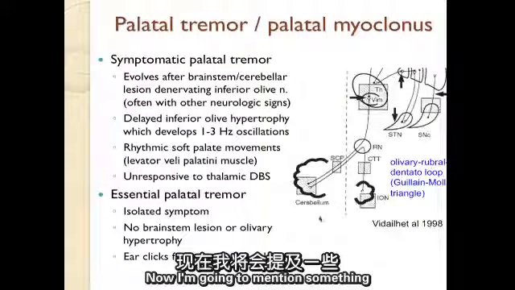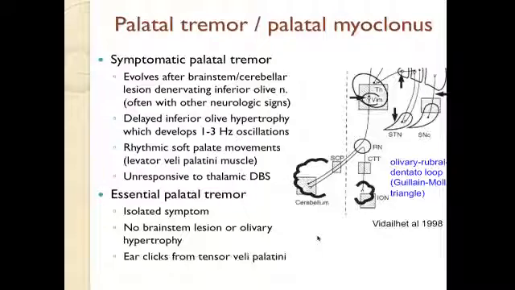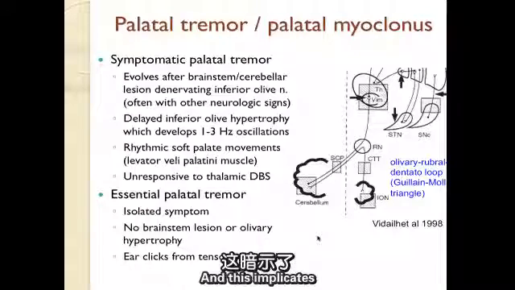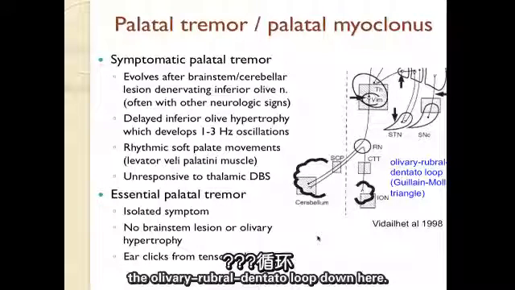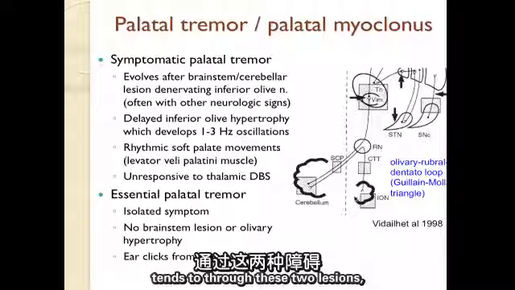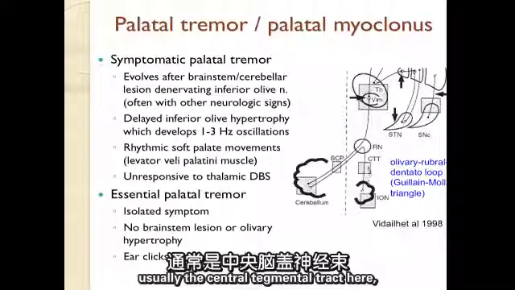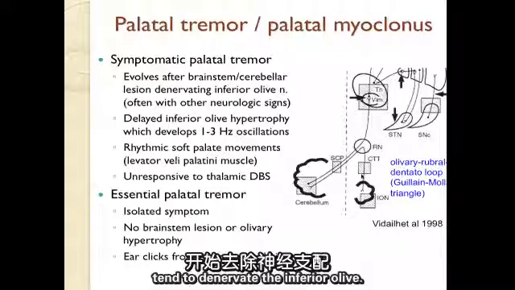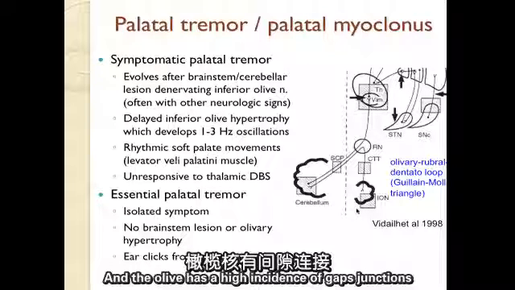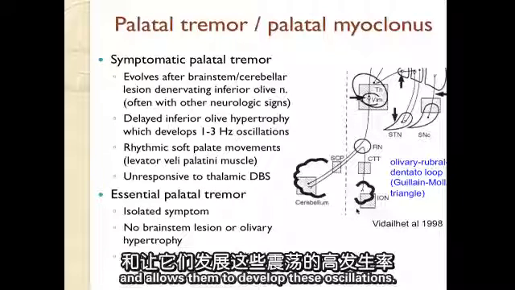Now I'm going to mention something about palatal myoclonus or palatal tremor. And most of what we know is from these cases of what's called symptomatic palatal tremor. And this implicates the olivary rubral dentato loop down here. And what happens is denervation of the inferior olive tends to occur, through these two lesions, usually the central tegmental tract here. And the olive develops a compensatory hypertrophy weeks to months later, and the olive has a high incidence of gap junctions and allows them to develop these oscillations.